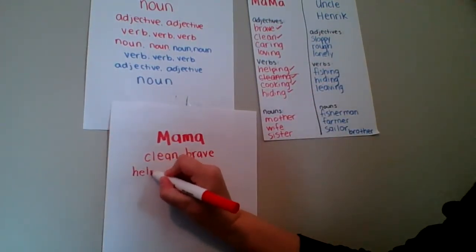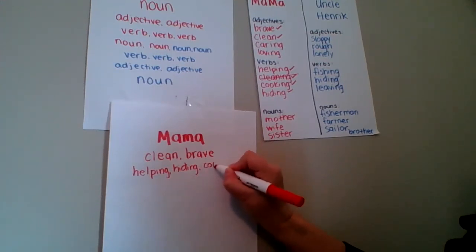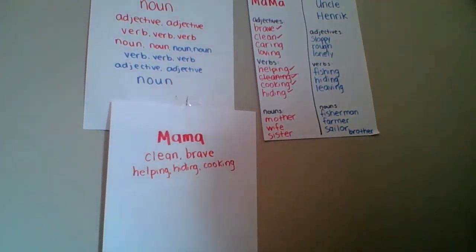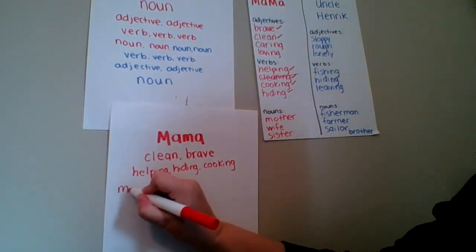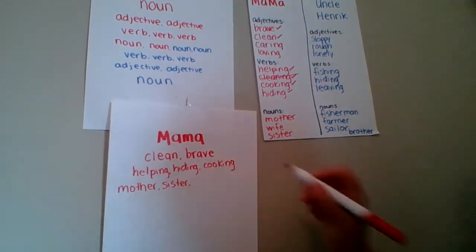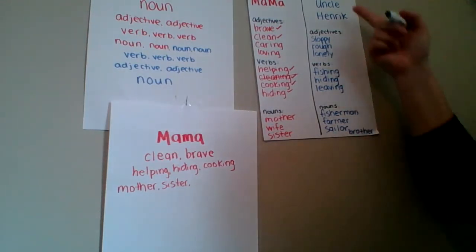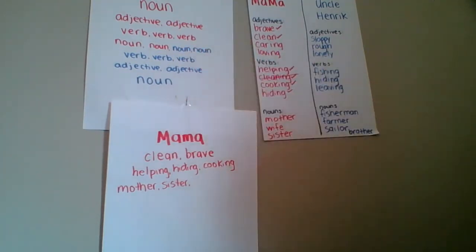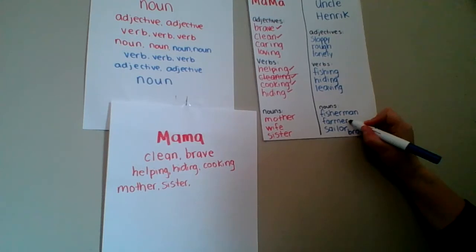Helping, hiding, cooking. My 4th line is where it becomes a little bit different and where I start to transition. If you notice, 2 of my nouns are going to be about Mama. So I'll say mother and sister. Here is where I'm going to switch to my 2nd topic, which is Uncle Henrik. From here, I kind of have to work backwards for Uncle Henrik, because if you notice, I have to start with 2 nouns. Since I used sister, I think I want to use brother for Uncle Henrik. Brother, and I'll do farmer.